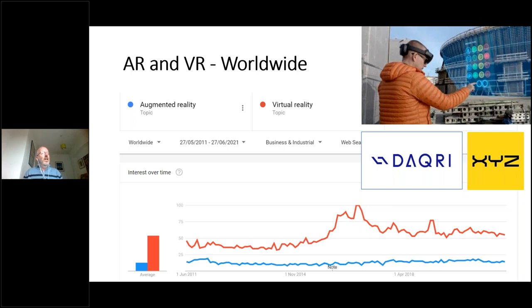HoloLens is something which is supported by both Bentley and Trimble. Trimble's XR10 technology supporting HoloLens 2 was launched in 2019, for example. And you might recall the Daqri helmet, which was launched in 2016, but that business folded in September 2019. But there's continuing interest in the whole field of AR, and I saw recently that London-based XYZ raised £25 million in funding to fund its growth in the marketplace. Maybe we'll see them in the technology group in due course.